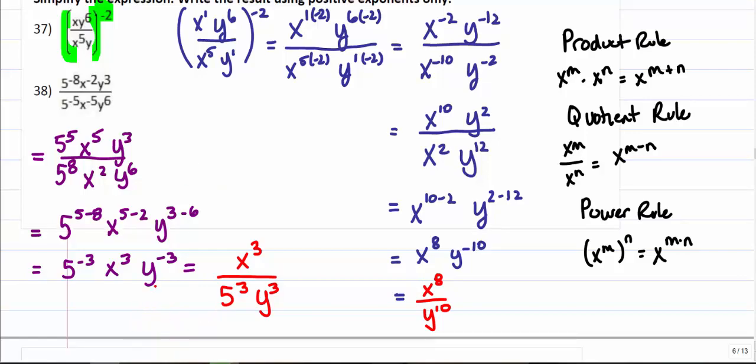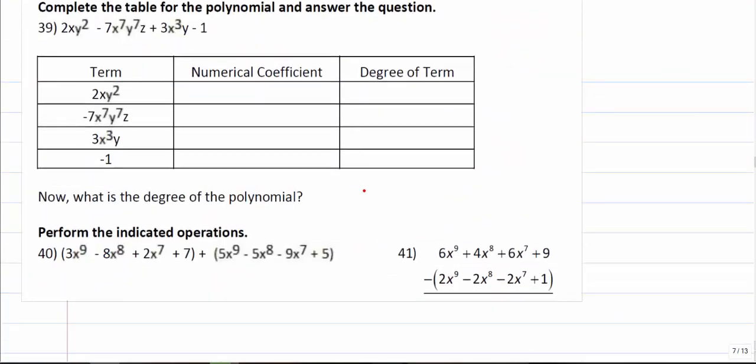Okay, so that gets us now to this idea of degrees and such. For each term, the coefficient is nothing more than the number in front of the variable. So here my coefficients would be 2, -7, 3, and -1. The degree of the term is going to be the sum of the exponents. But the exponents have to be on the variables. So if you look at the first one, 2x to the first, y to the second, if I add those exponents, what do I get?